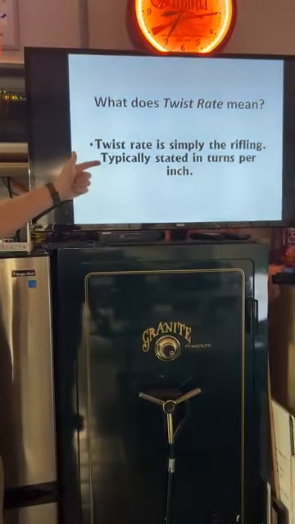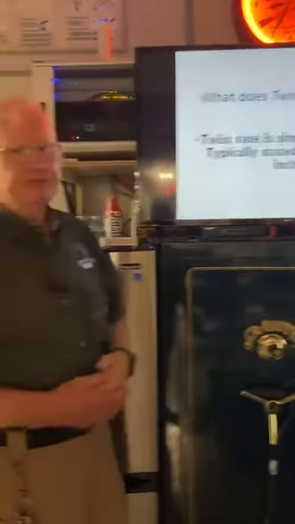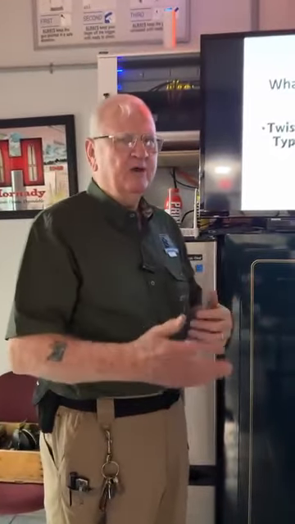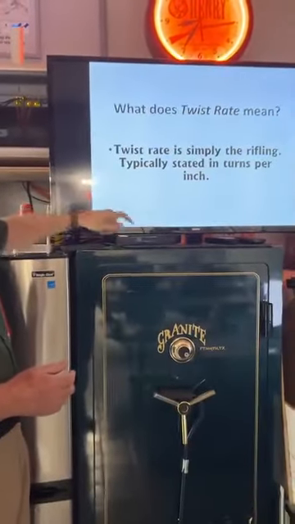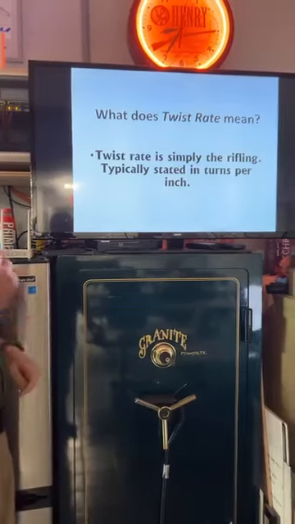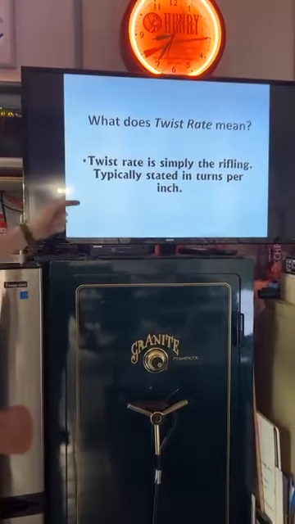simply the rifling in the barrel, okay? We typically state that in turns per inch. So you might have a 1 in 10, a 1 in 12, 1 in 16, and we'll talk about what that means here in just a minute as we get into this. What does it really do for you? That's what we're going to talk about this morning.